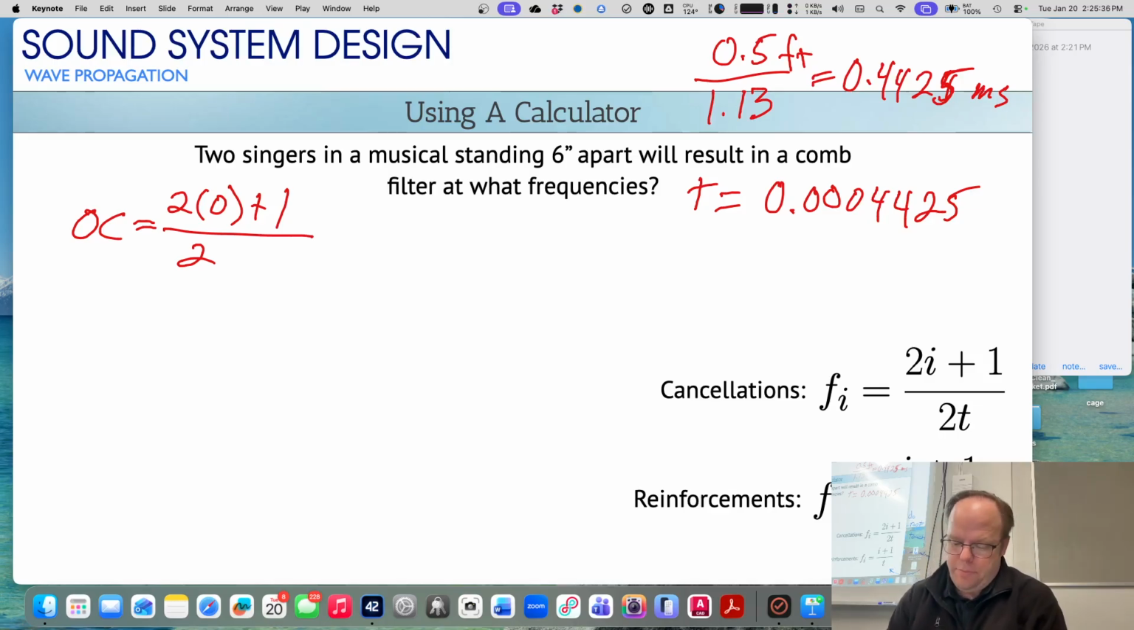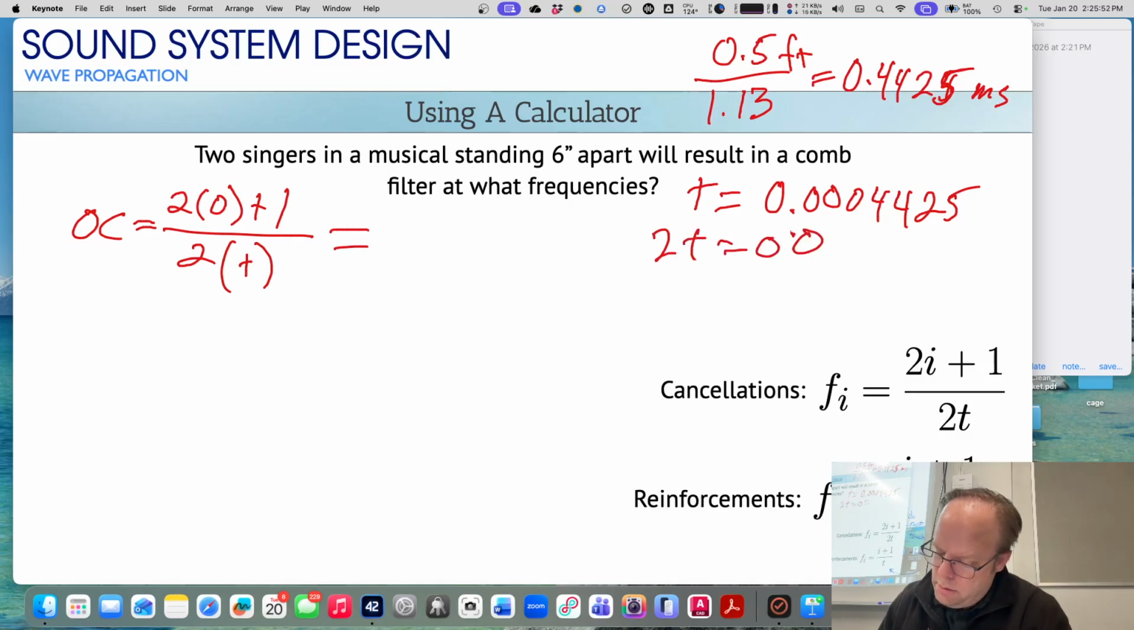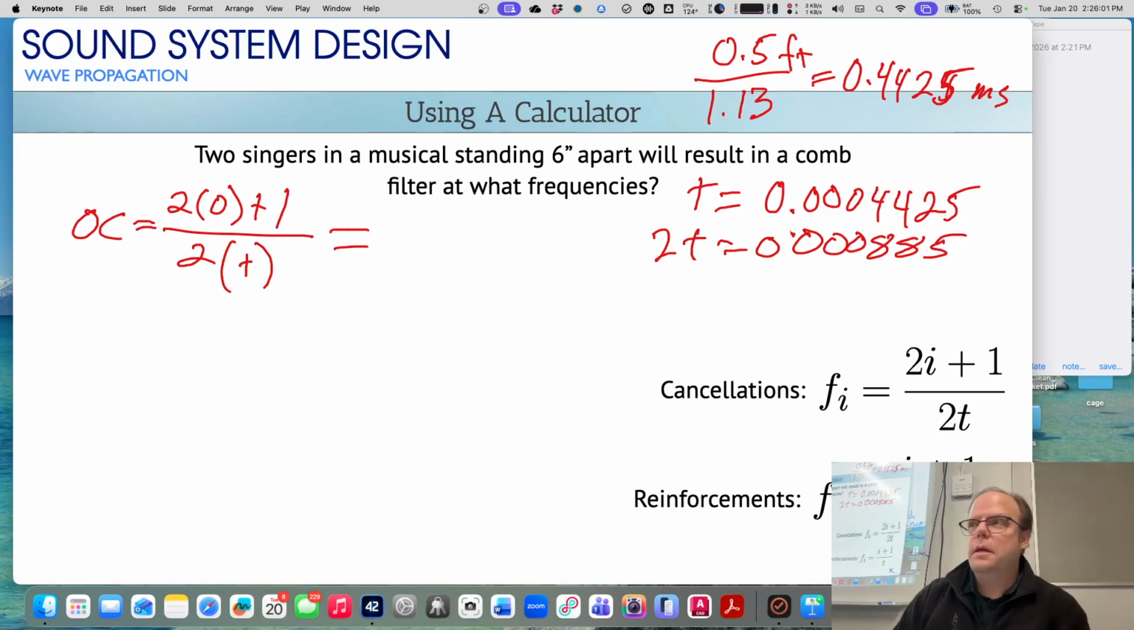So we got t. So 2 times t. Okay, what is this? This will be 2 times t, so it'll be 1 divided by 2 times t. What's 2 times t? 0.000885. Okay. That dot's in a weird place, but you know what I meant. So 2 times 0.000885 is what?